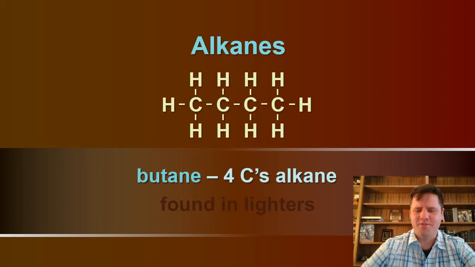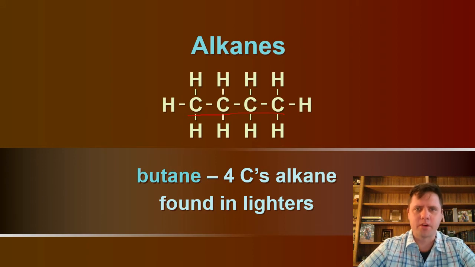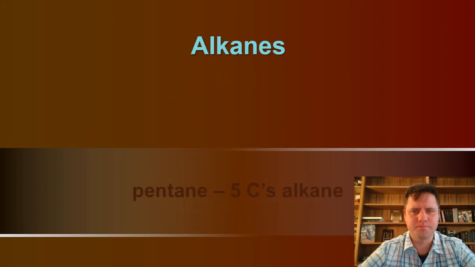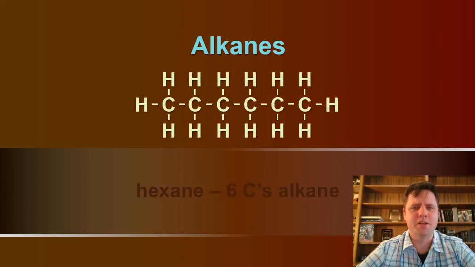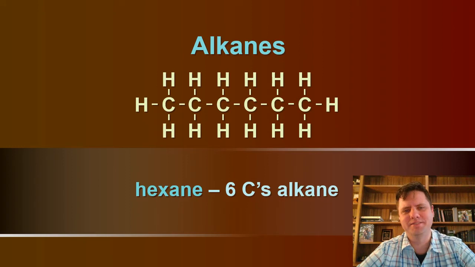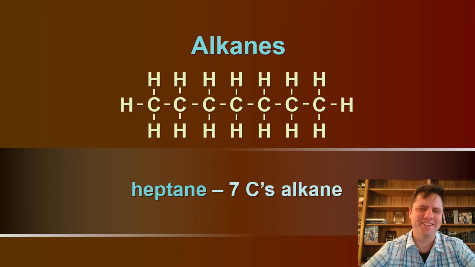Then we get to 4. 4, we use the prefix but, and that becomes butane. And again, this is found often in lighters. Butane, it's 4 carbons, but then again, all hydrogen atoms attached to all other bonding sites. Once we get up to 5, we have pentane. Same principle. Once we get to 6, it's hexane. Do you see the pattern now? Can you guess what 7 is? 7 is heptane.